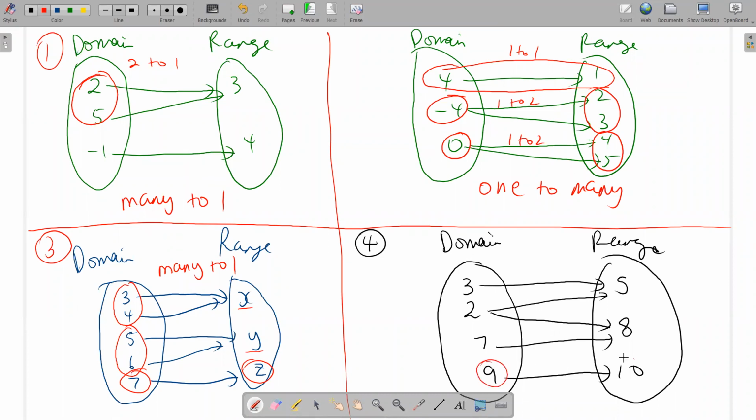Where is the 9 to the 10? The 9 mapping onto the 10. What do we call this one? A 1 to 1. A 1 to 1. So right, that is really important because we see 1 to 1 right here, right?